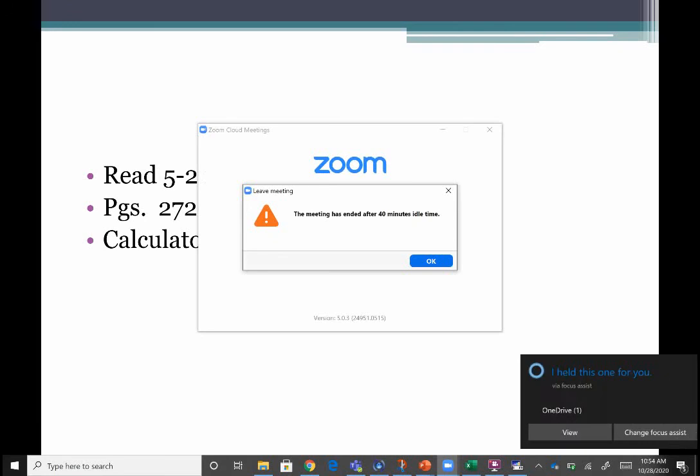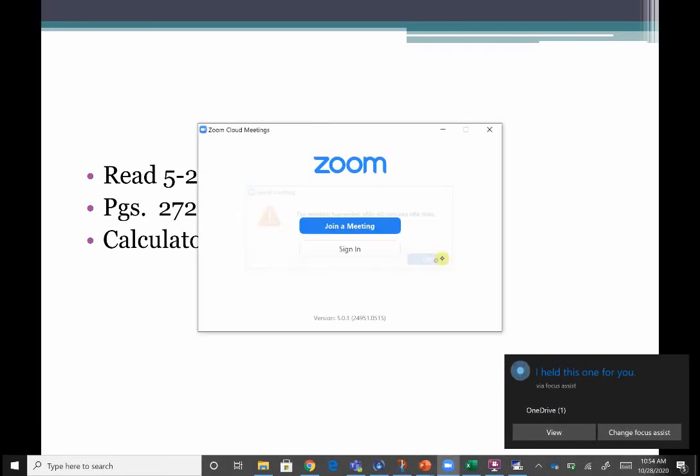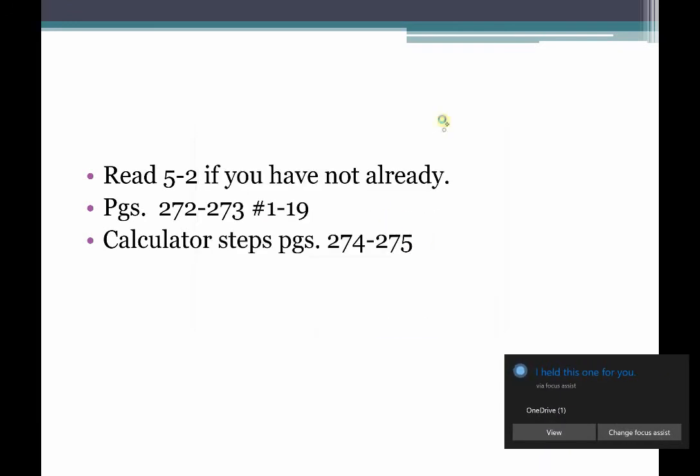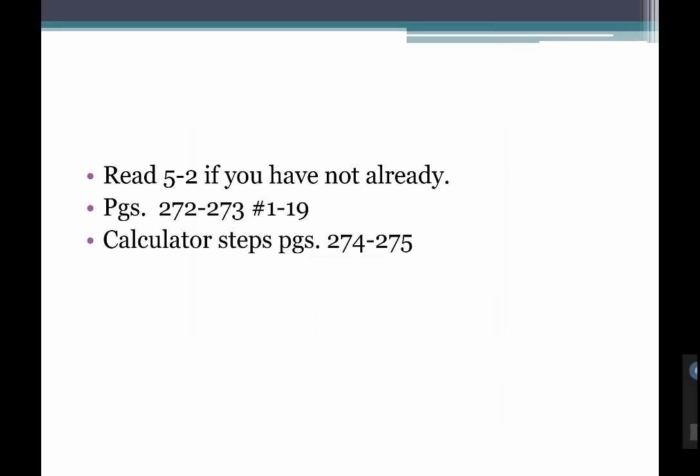All right, the assignment piece. It should already be on your sheet for you. Please make sure you read 5.2. I didn't ask you to, so I don't know why I have that on there. There are calculator steps for this. Kind of take them or leave them. If you want to go through them, you can. I don't think it's a super shortcut, but you're more than welcome to check those out if you would like.